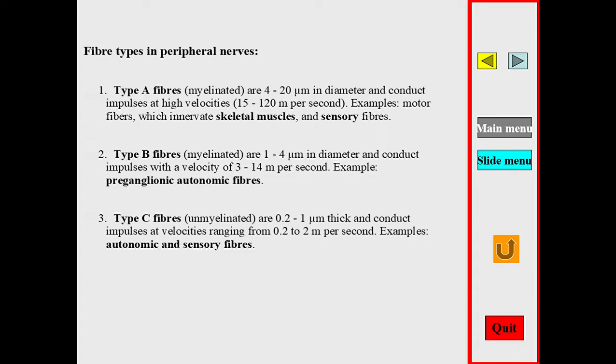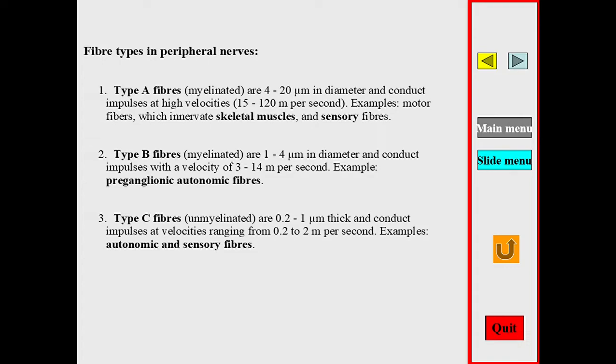The type B fibers have less diameter, of course, with less conducting velocity. They are 1 to 4 micrometers in diameter, with a velocity of conduction of 3 to 14 meters per second. Examples are preganglionic autonomic fibers.